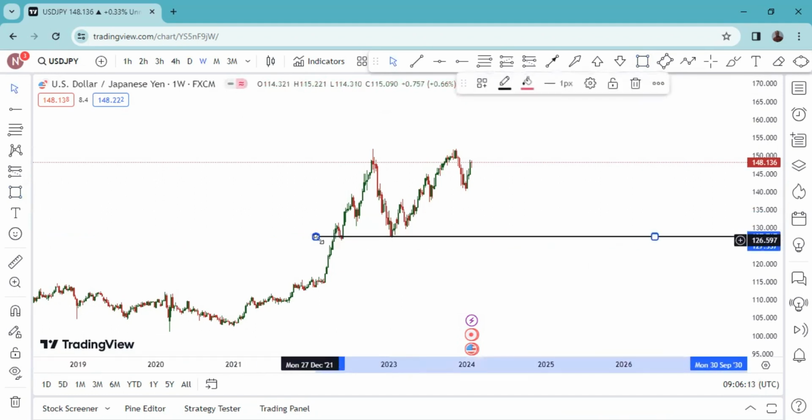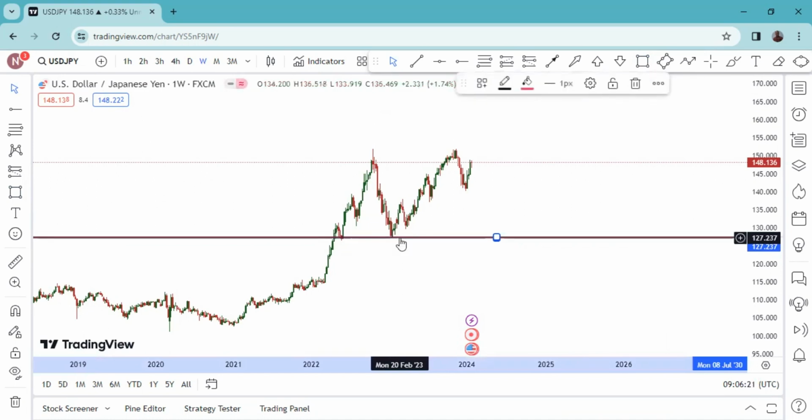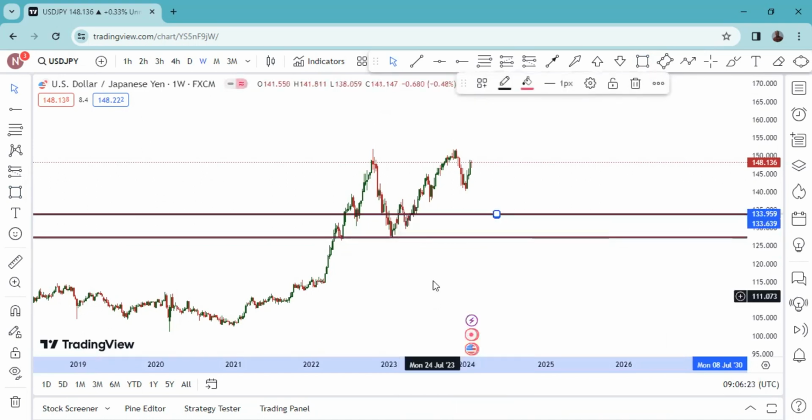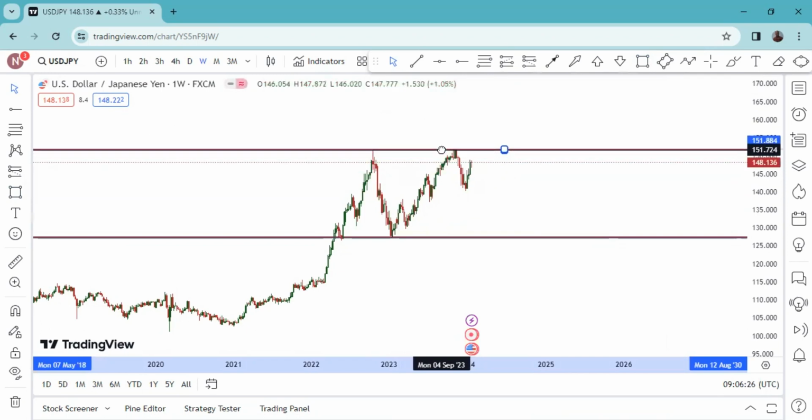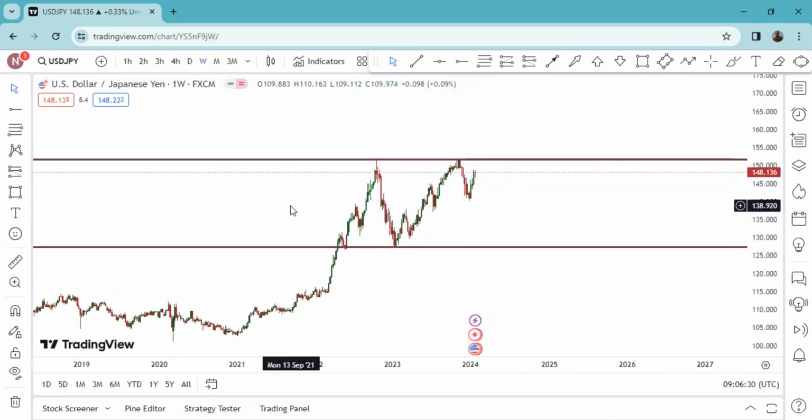I'm going to draw my zone. This is my main zone. You can see there is a support here. There is a top here, as you can see it clearly. So we have a double top at the top.